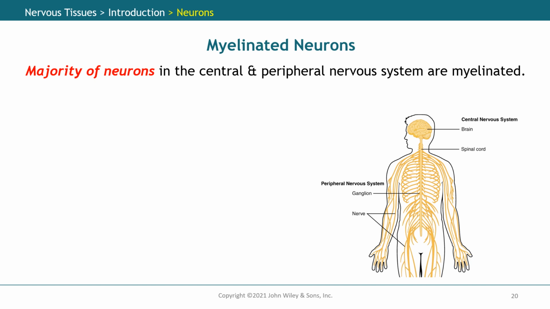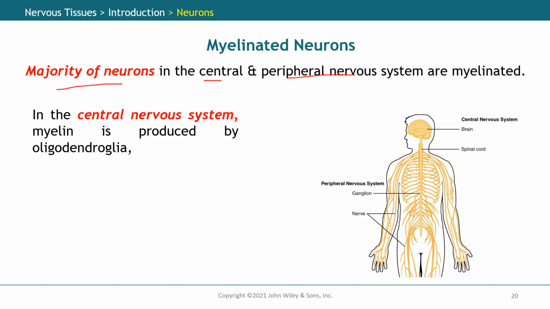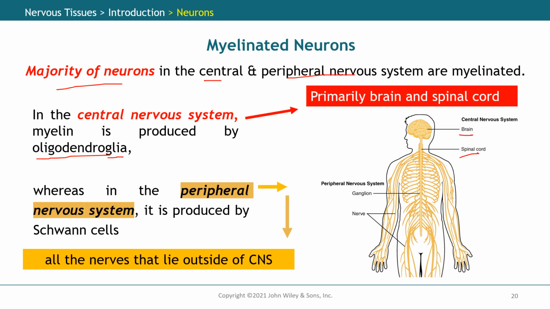The majority of the neurons, in both the central and the peripheral nervous system, have this insulation. However, the insulation is produced by different cells. So far I have been talking about the Schwann cells. However, in the central nervous system, you remember, brain and spinal cord, it is produced by another glia cell called the oligodendroglia cell. And in the peripheral nervous system, it is produced by the Schwann cells. Okay, so let me show you some schematics of those two cells.